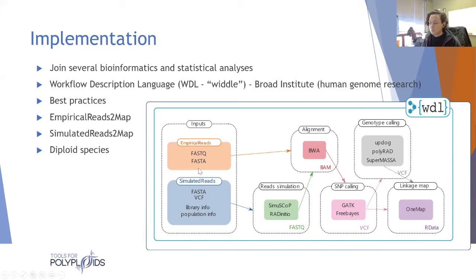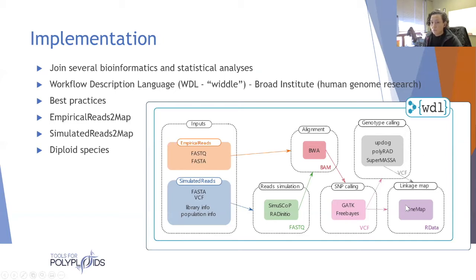And we built two of them. One is the empirical reads, that's for processing empirical data. And the other one is the simulated reads. In the empirical reads, you just go with your samples and the genome file, and you align the sequence to a reference using BWA, and then SNP calling with GATK and Freebayes, and genotype calling with Updog, Polyrad, and SuperMASSA. And by now, it's just for diploid species.